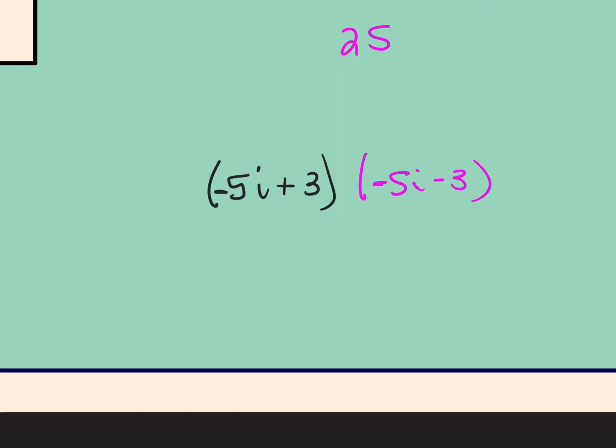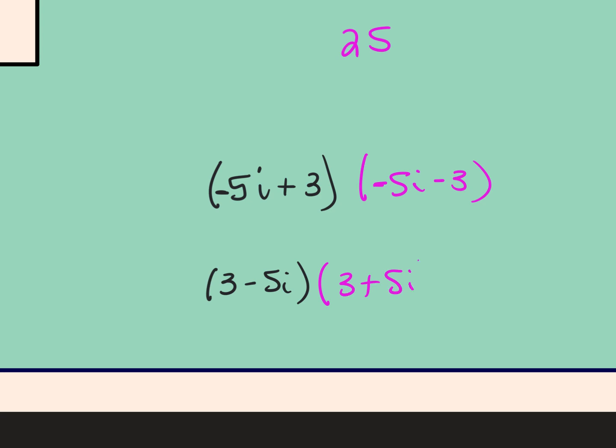Some of you are going to want to say, ooh, I don't like the way that's written. How could I rewrite negative 5i plus 3? 3 minus 5i, good. And then your complex conjugate would be what? 3 plus 5i. That's fine as well. But what I want you guys to understand is the first term, if it's positive, keep it positive. If it's negative, keep it negative. That second sign is what changes.